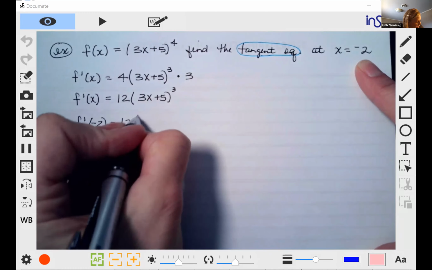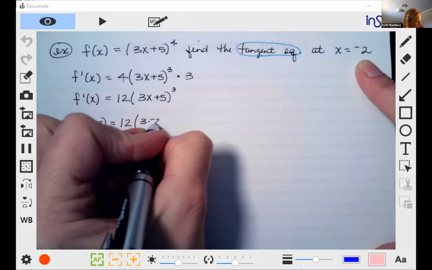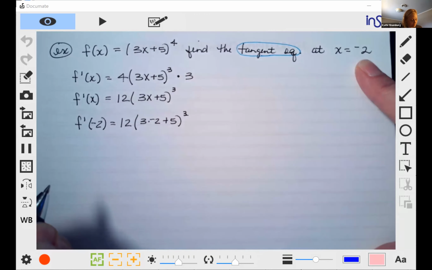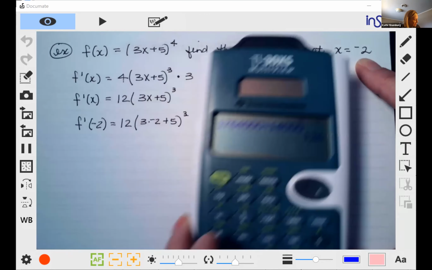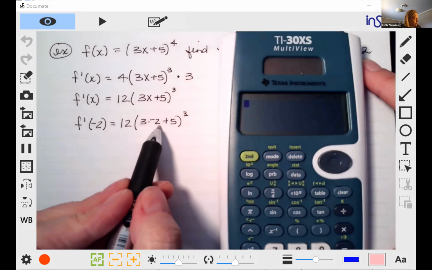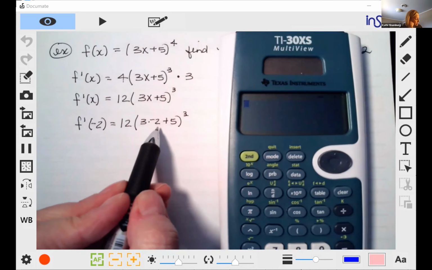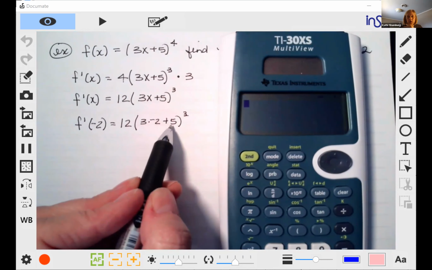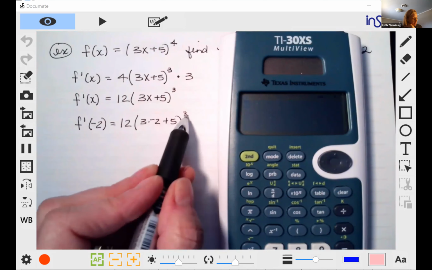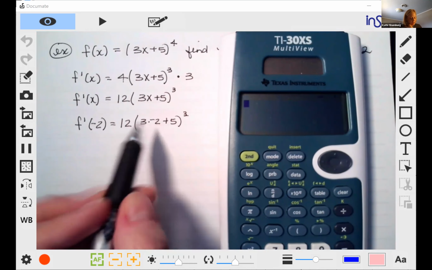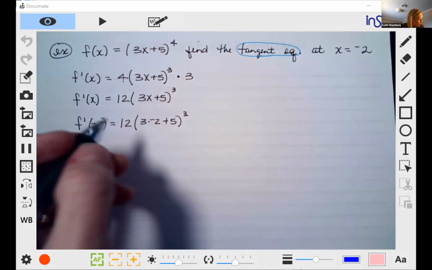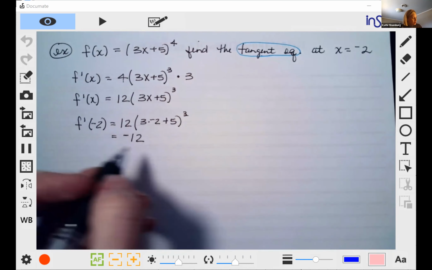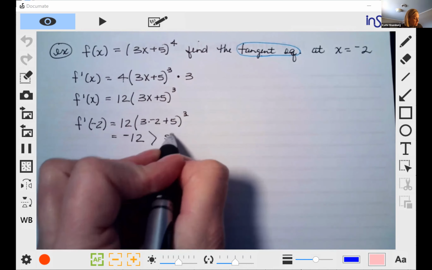So 12 times 3 times -2 plus 5 raised to the third power. So I can just put all of that into my calculator. I mean, of course, we could do this. This is -6 plus 5, which is -1. -1 to the third power is -1. 12 times -1 is -12. So we can actually do that without our calculator. So this is the slope of your tangent line.